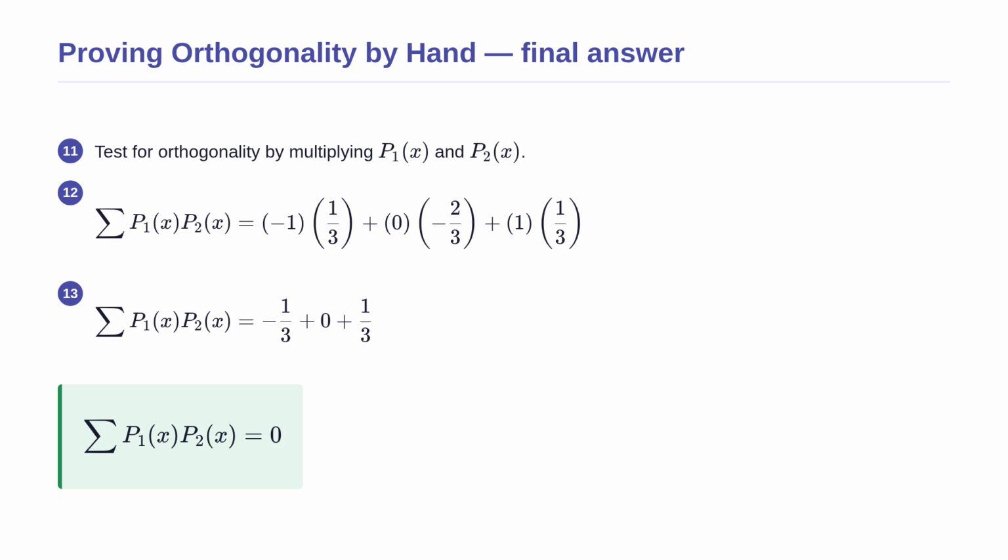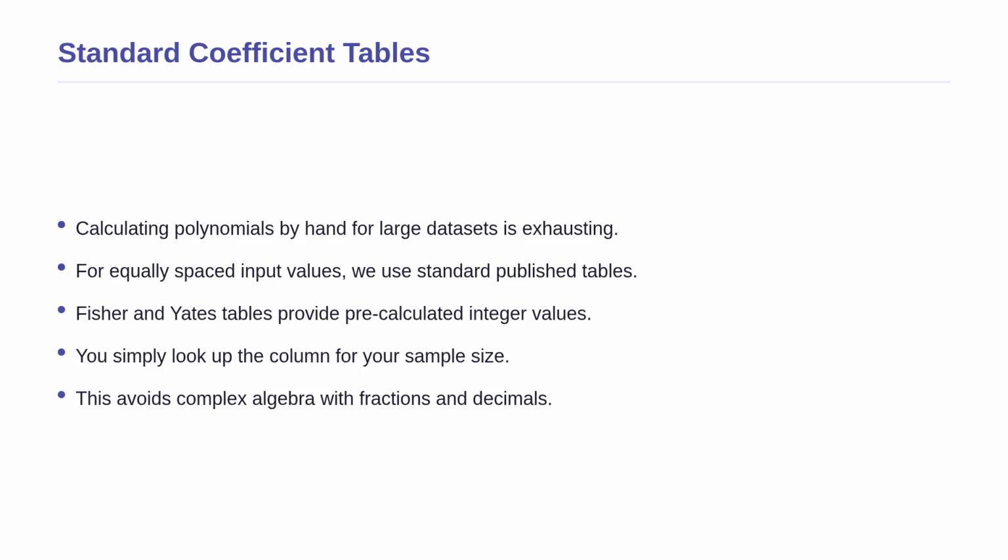When we sum these up, the -1/3 and the +1/3 cancel each other out perfectly, leaving a sum of exactly 0. This proves mathematically that our linear and quadratic terms are now completely independent and share no overlapping information. So, we have proven that orthogonality holds by hand. This brings us to a practical shortcut.